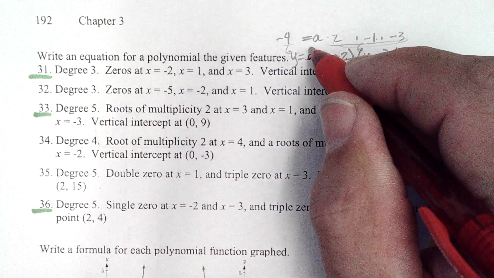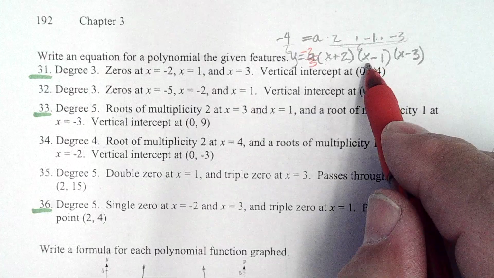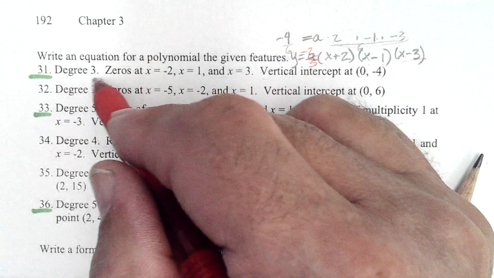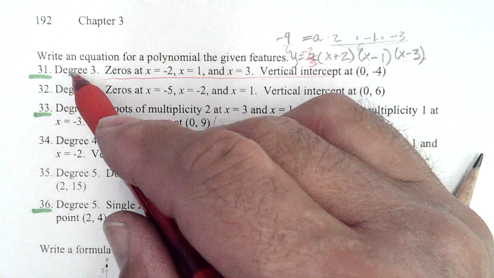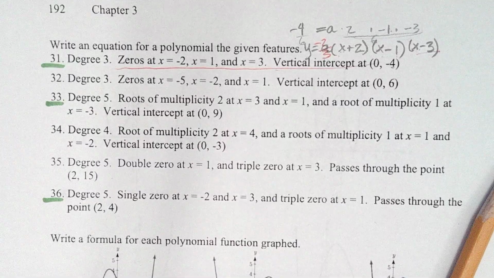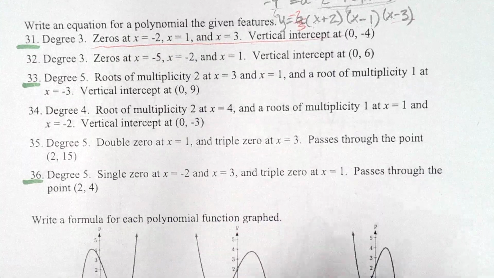Negative 2/3 times x plus 2 times x minus 1 times x minus 3. And that's an equation for this one. You notice it's degree 3 because it's x times x times x. Now I could multiply it out, but I don't. As far as I'm concerned, you don't need to.